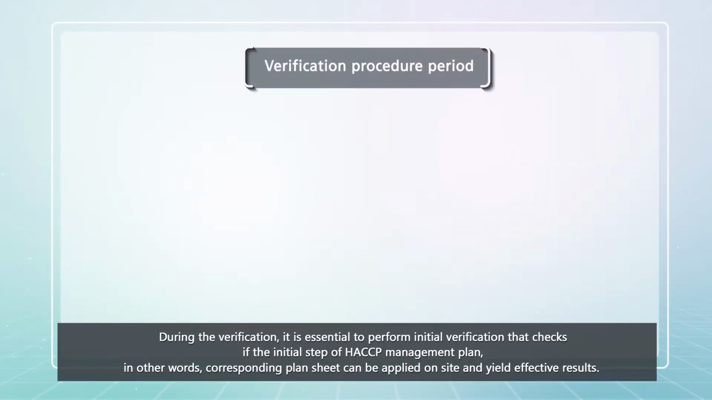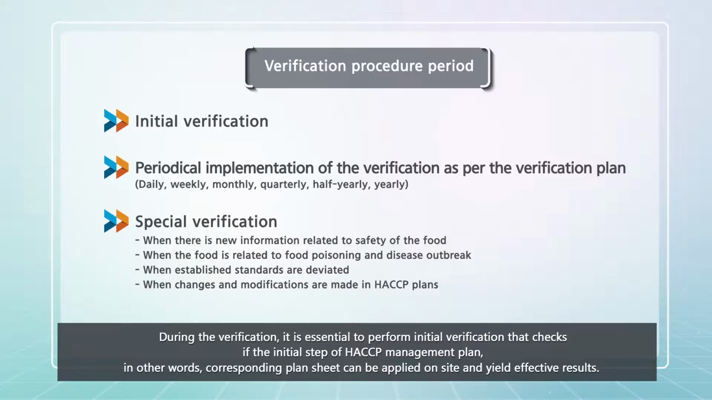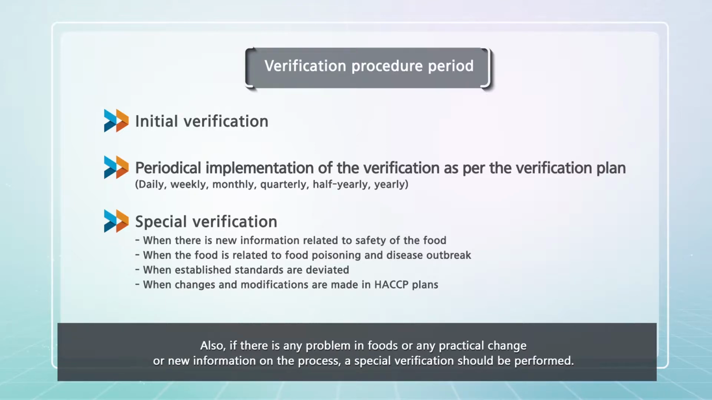During the verification, it is essential to perform initial verification that checks if the initial step of the HACCP management plan, in other words, the corresponding plan sheet, can be applied on site and yield effective results. After improving and compensating the problem through this, fully apply the HACCP management plan. Afterwards, in order to check validity and feasibility of the applied HACCP plan, conduct verification steps on a regular basis. Also, if there is any problem in foods or any practical change or new information on the process, a special verification should be performed.